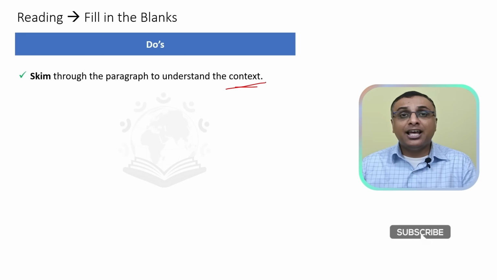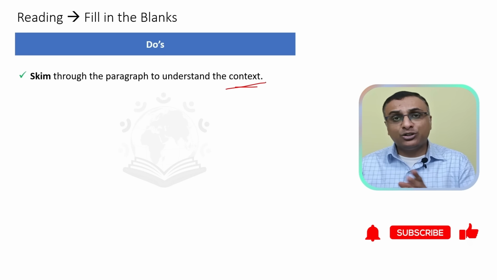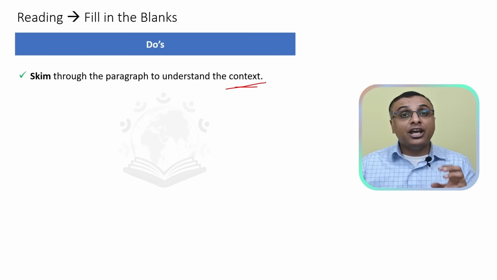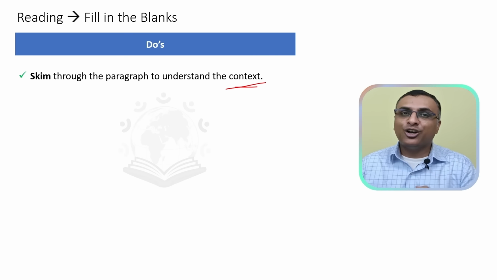Context means the main idea or the agenda of the paragraph. If you read through the paragraph, you'll understand what it is talking about so that it conveys some meaning. That is what you're looking at. If you understand this, then everything becomes easier going forward.